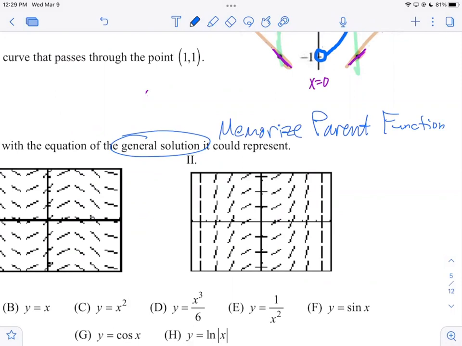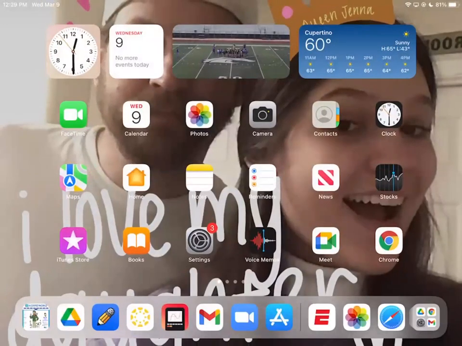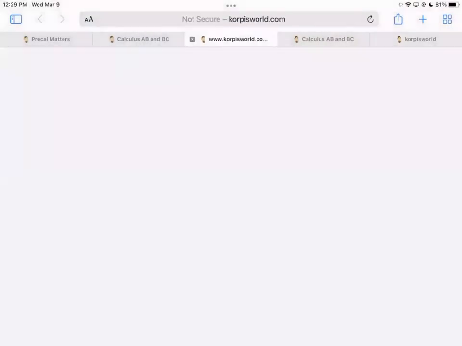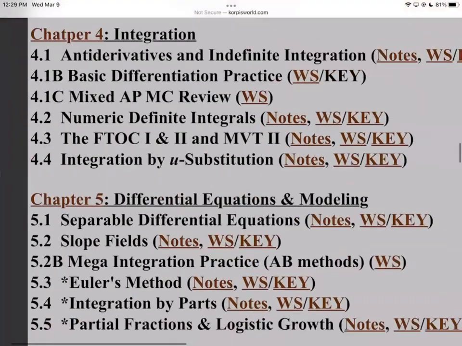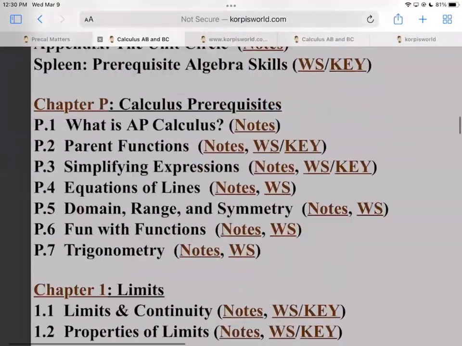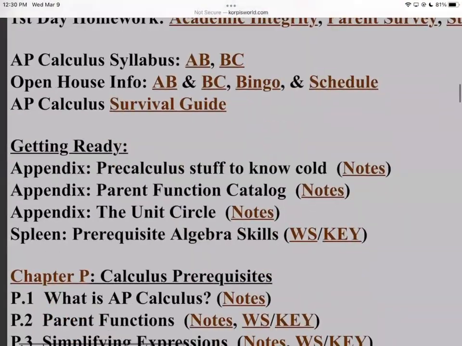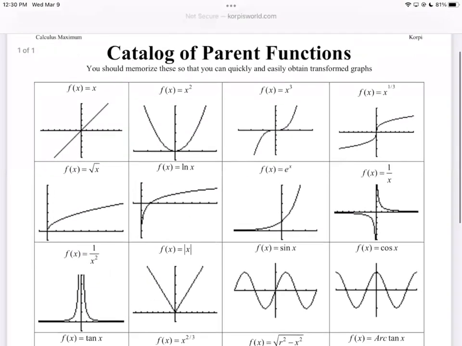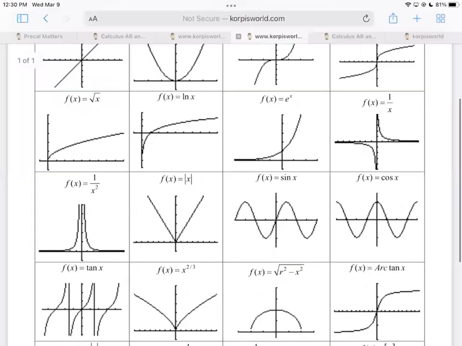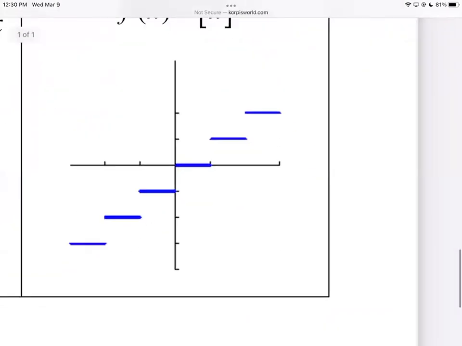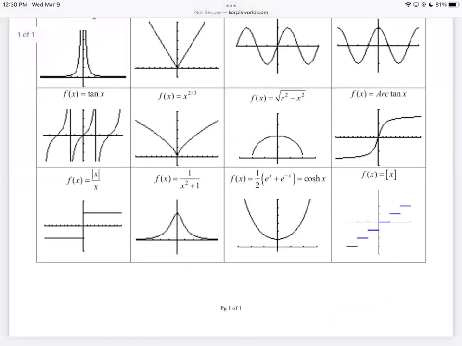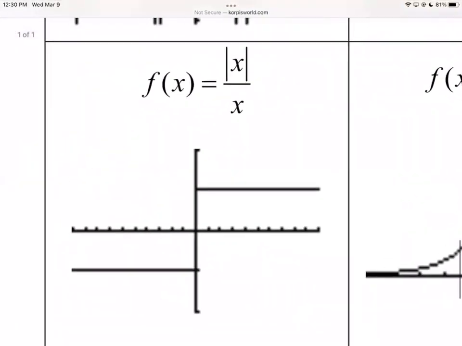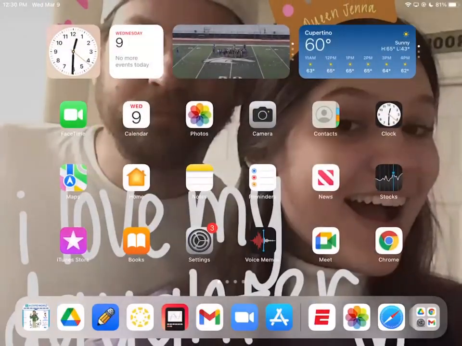All right. Where do you go to get a list of those mother functions, right? Corpy's Classroom, Chapter P. Corpy's World, yeah. And then at the very top, you've got pre-cal stuff to know called parent function catalog. There it is. Look at them. There they are. You got to know that, right? You really don't. You don't have to really know this one. That's the step function. But everything else in there is fair game. Look. Hola, Senor Salta, right? Okay. Buenos dias. All right.